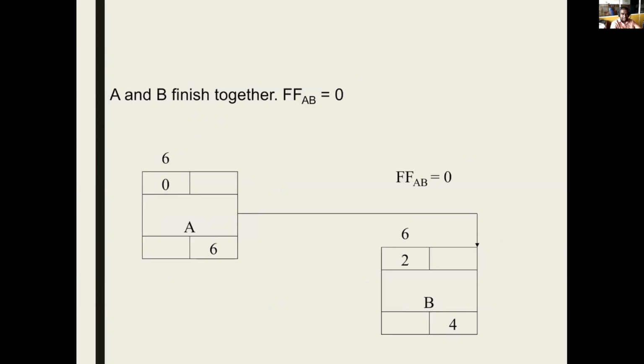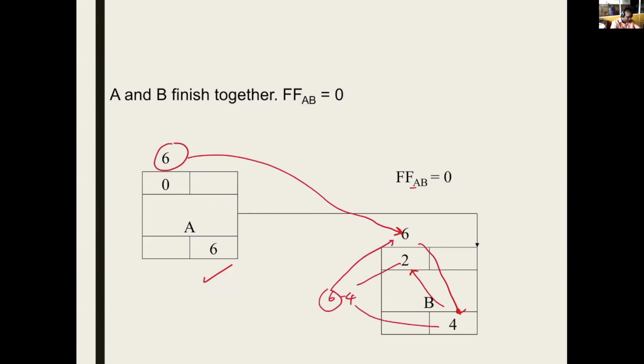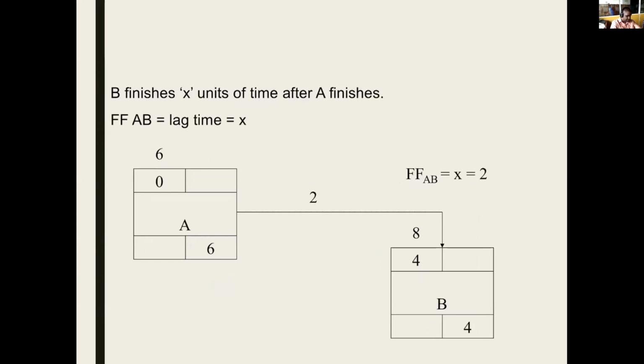Finish to finish. These activities have to finish together. So this is the same calculation. This is finish to finish. If the activities are finished together, this value should be transferred here. So then 6 minus 4 becomes 2 here because it's a finish to finish. It's the finish of that activity that is linked with another activity. So this is 6 minus 4. This 6 is this one. This 4 is this one. B finishes X units after A finishes.